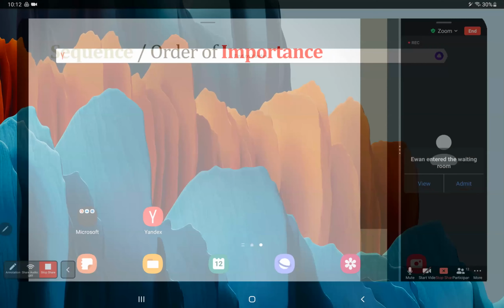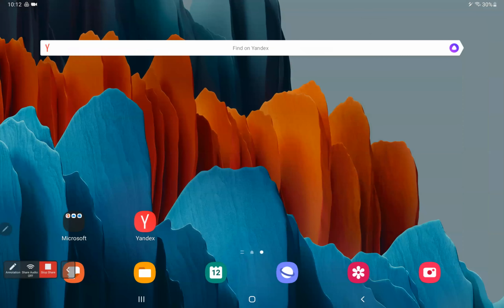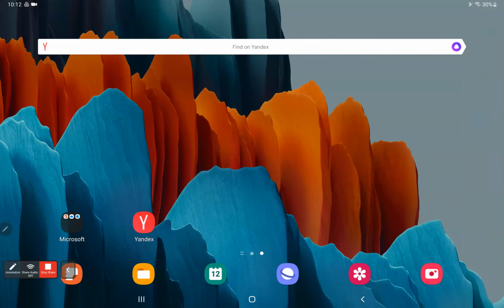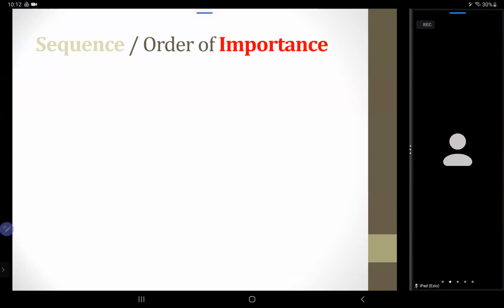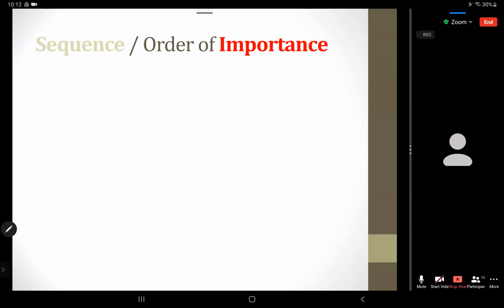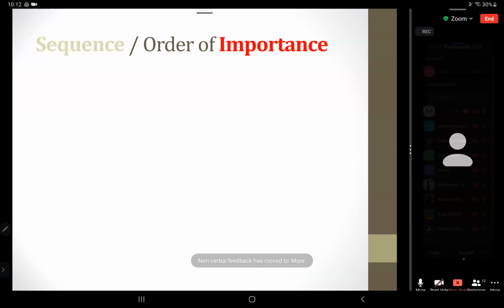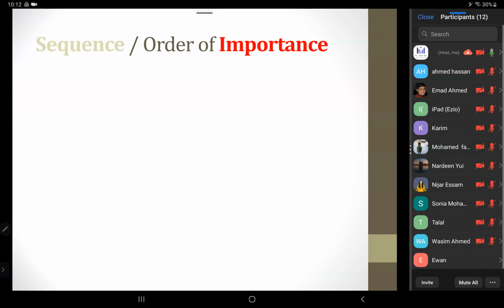So let's go to another type, which is called sequential order, which actually looks like the one before, but there is some slight difference. Okay, so the second type is sequential order, or order of importance.